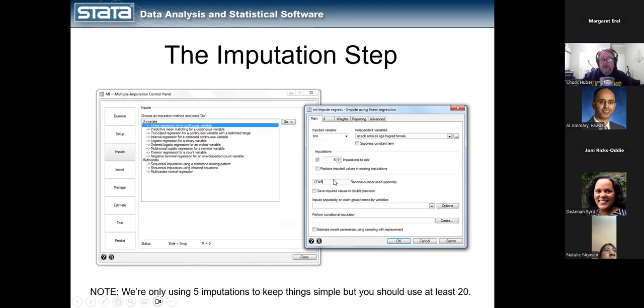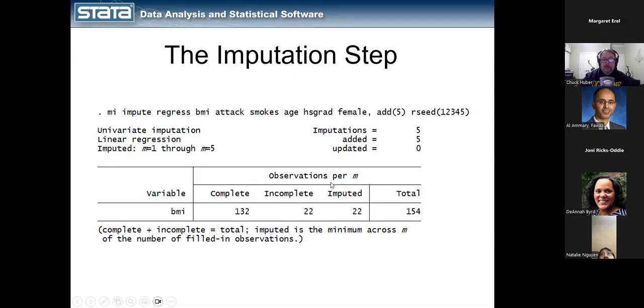You also need to specify a random number seed because we're going to be generating random numbers in the background doing the imputation step. So we can specify a random number seed so that we can reproduce these results in the future if we need to. Okay. So that's the mi impute regress command.